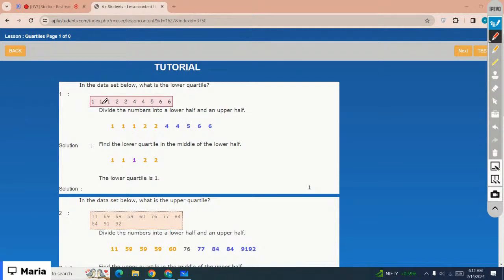They are 1, 2, 3, 4, 5, 6, 7, 8, 9, 10. So this is the first half and this is the second half, right? This is the lower half and this is the upper half. Now you have to find the lower quartile. Find the middle number in the lower half, that is 1. So that is the lower quartile, right? Let's just start with the practice questions.